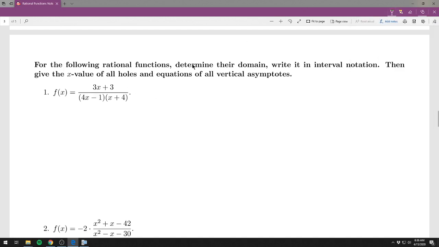But for the domain, we start by setting the denominator equal to 0 and solving. It doesn't matter what the numerator is. That can be 0. It can be anything. There's nothing wrong with it. And our denominator is 4x minus 1 times x plus 4. They've already factored it for us, which is nice.